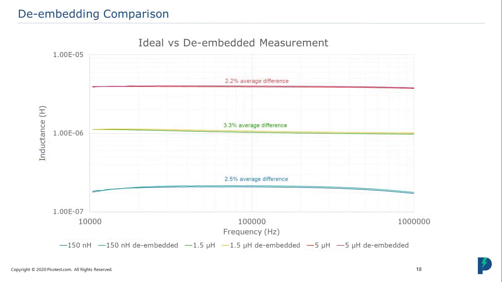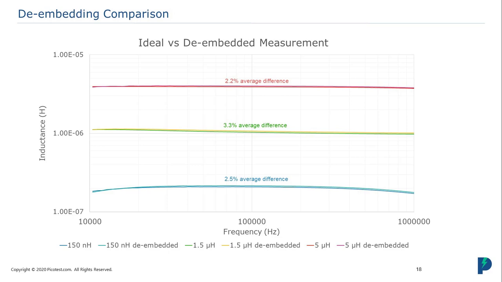Just to show how well this de-embedding works, we did measure a bunch of inductors, and so here I chose 3 samples, one that's down at 150 nanohenries, one that's up at 1.5 microhenries, and one at 5 microhenries. And we measured each of these 2 different ways, one using a 2-port shunt-through technique without connecting it to a bias source, so just the raw inductance measurement, and also using the J2131 DC bias source and the de-embedding equation. And I posted the errors there.